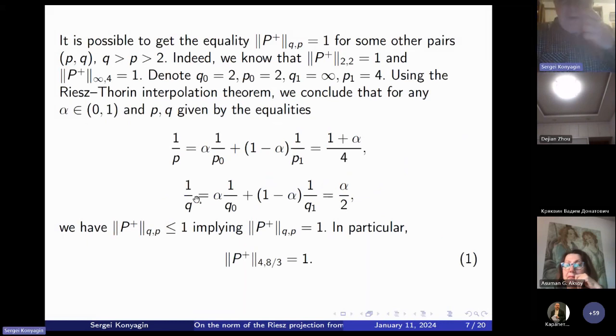But the next question, and actually I don't know a complete answer to this question: for which q and p, again, we consider that p is greater than 2, q is greater than p, for which q and p do we have that the norm of the Riesz projection is 1?